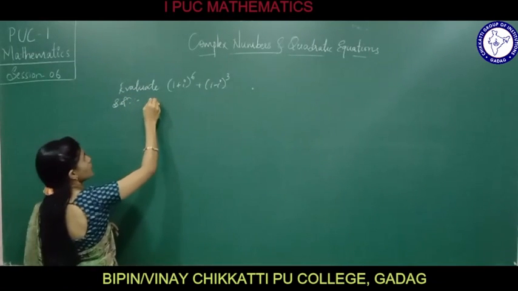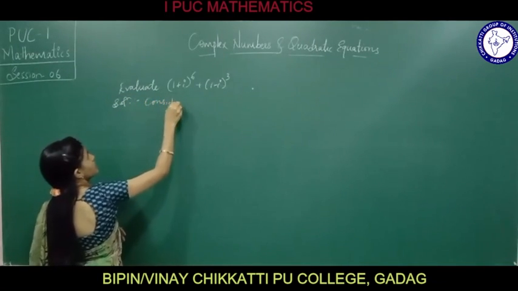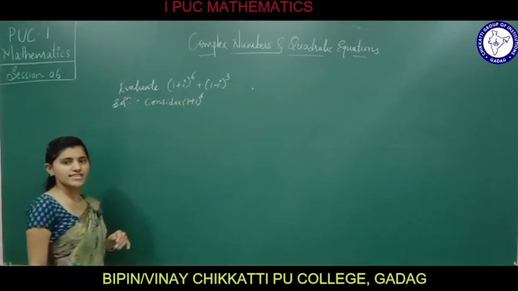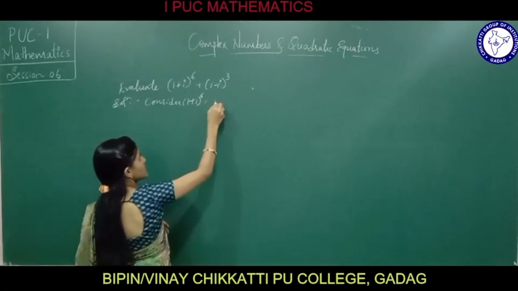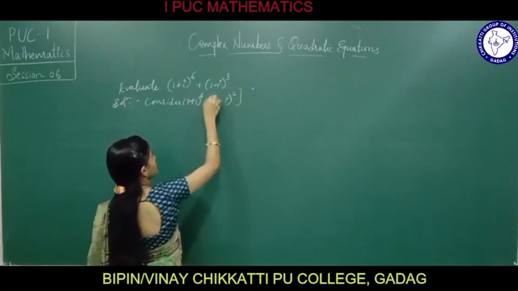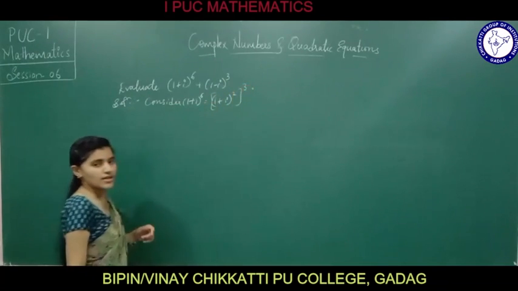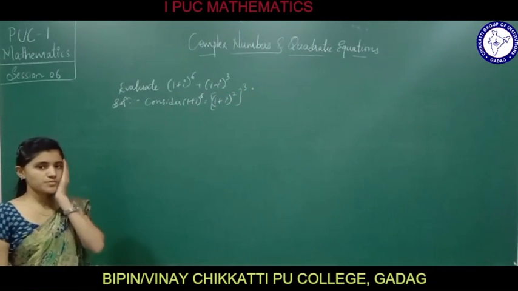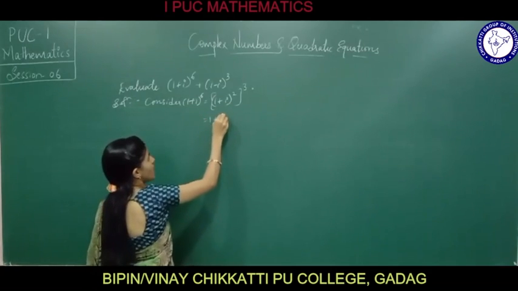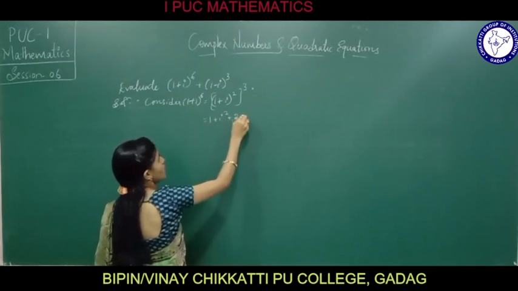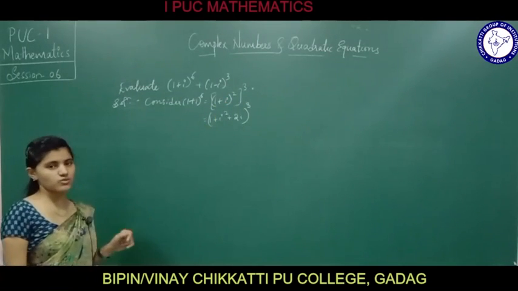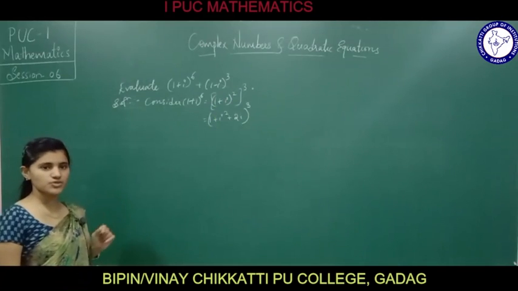What we are going to do? First, solve for 1 plus i raised to 6. How we can write this? This can be written as 1 plus i square whole raised to 3. Right? We know what is a plus b whole square. We have 1 square which is 1, plus i square plus 2i, whole raised to 3. This is what we have, right? a plus b whole square, a square plus b square plus 2ab.